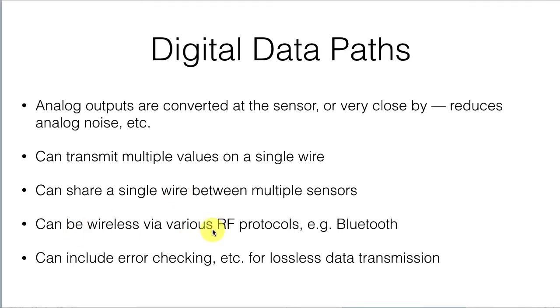Or you can even have wireless digital data paths using radio frequency data transmission like Bluetooth, and you can include error checking and things like that so that you can get lossless data transmission. So big thing, digital data, way better than analog data if you can make it work.